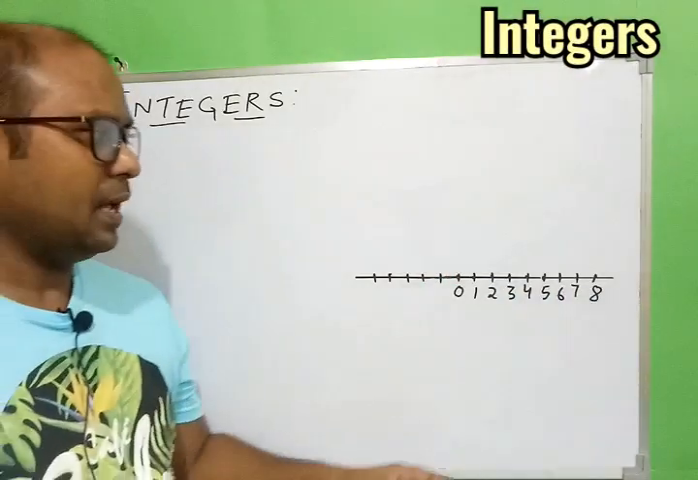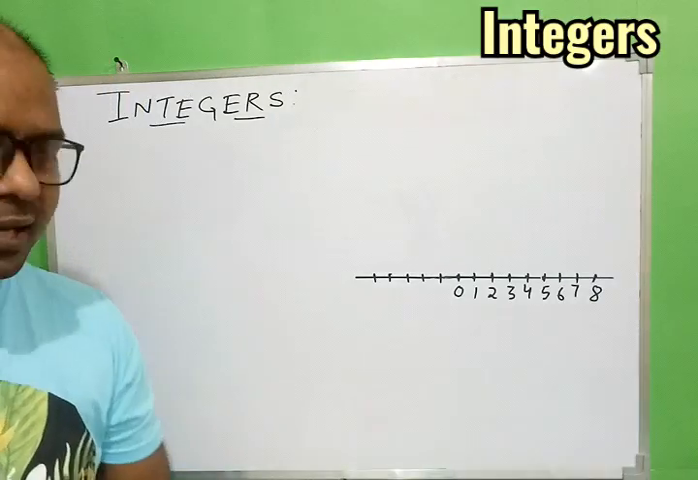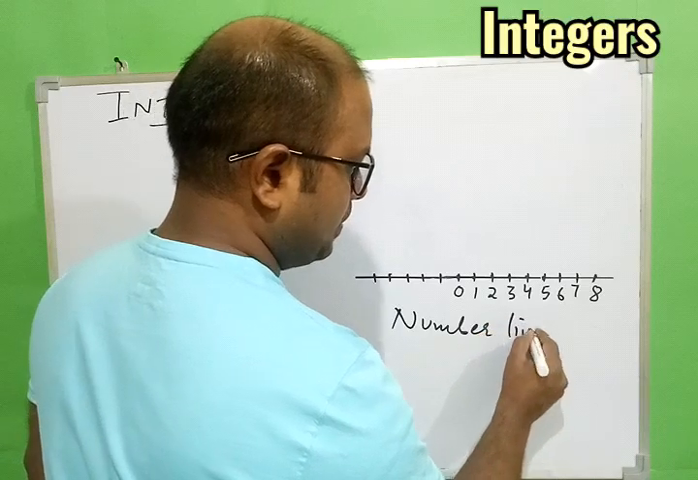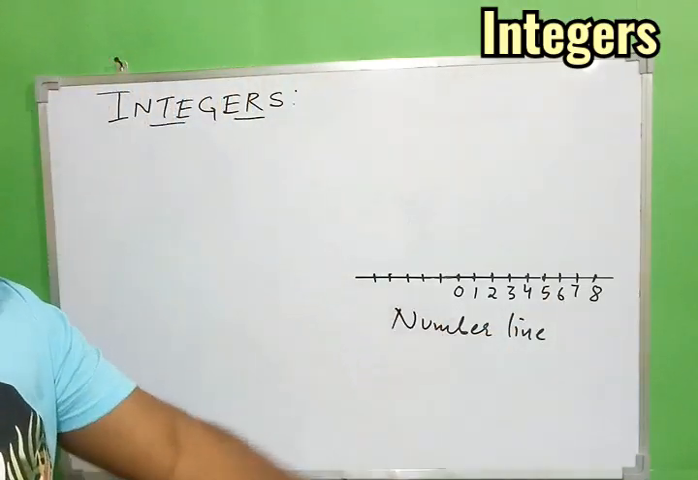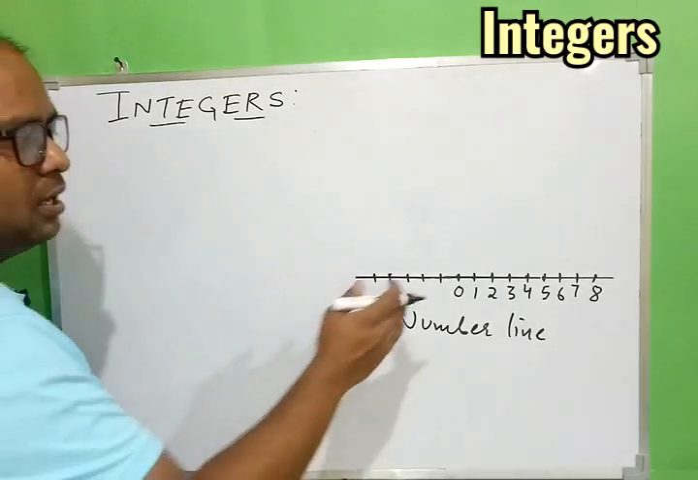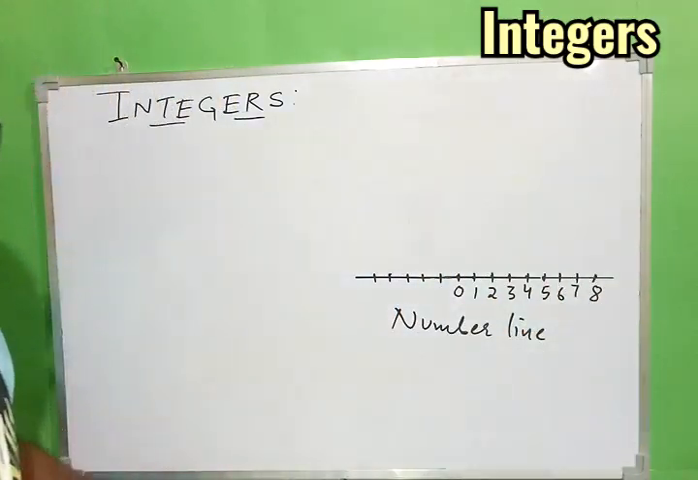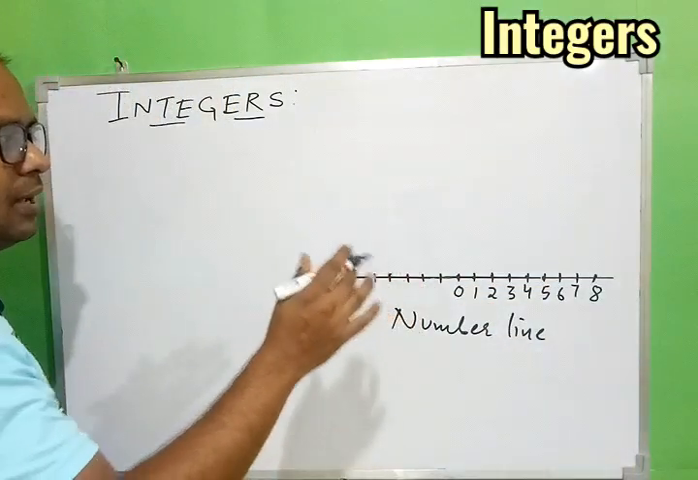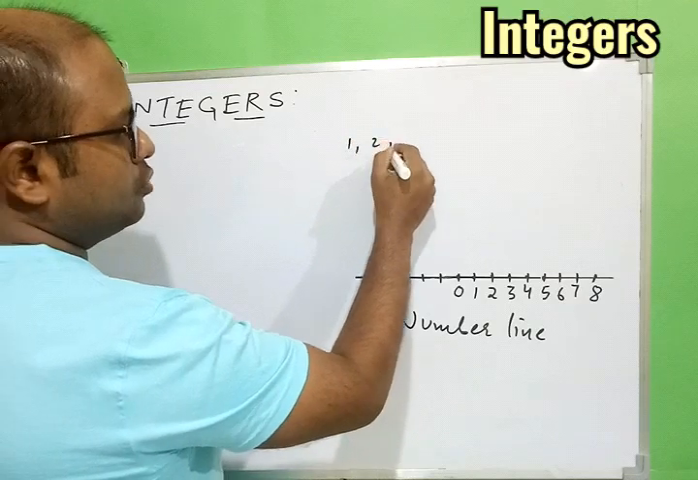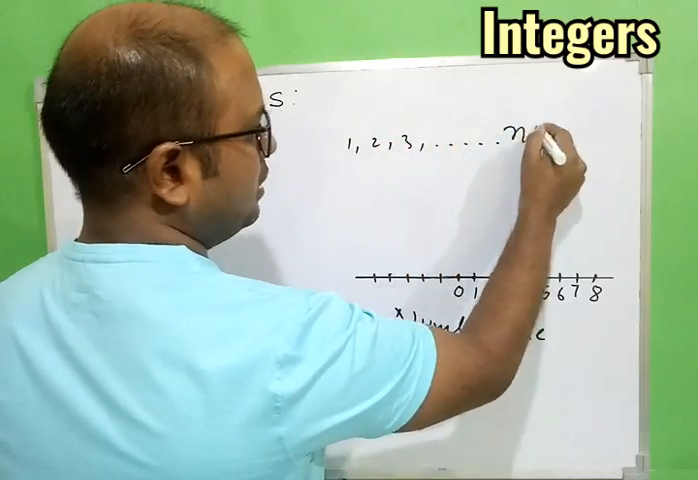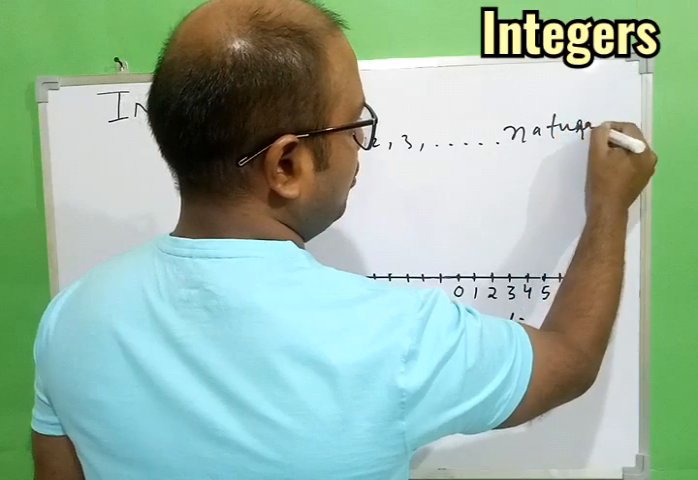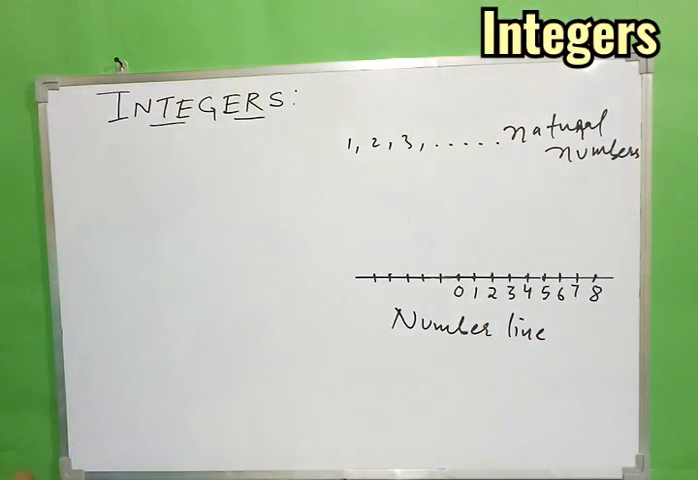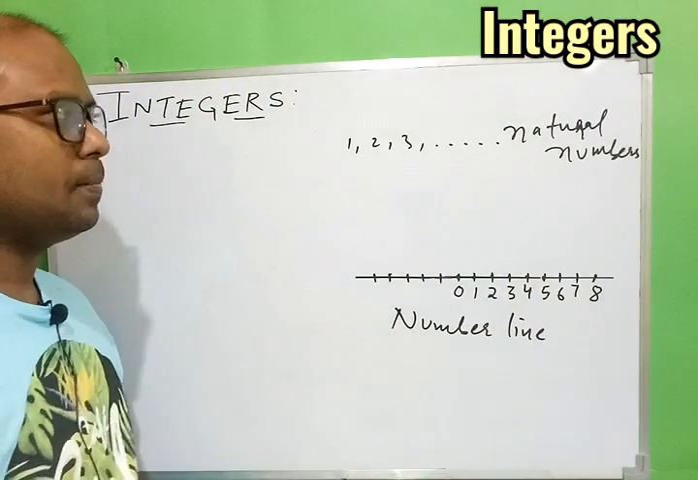So here we have integers, and I hope you are able to see the number line. On this number line, the numbers you are able to see are 0, 1, 2, 3, 4, 5, 6, 7, 8. So from 0 onwards, 1, 2, 3, 8, till infinity, that is, no end we have. We know 1, 2, 3, they are basically natural numbers. This we have already understood. So these are natural numbers starting from 1 to infinity, 1, 2, 3, 4.